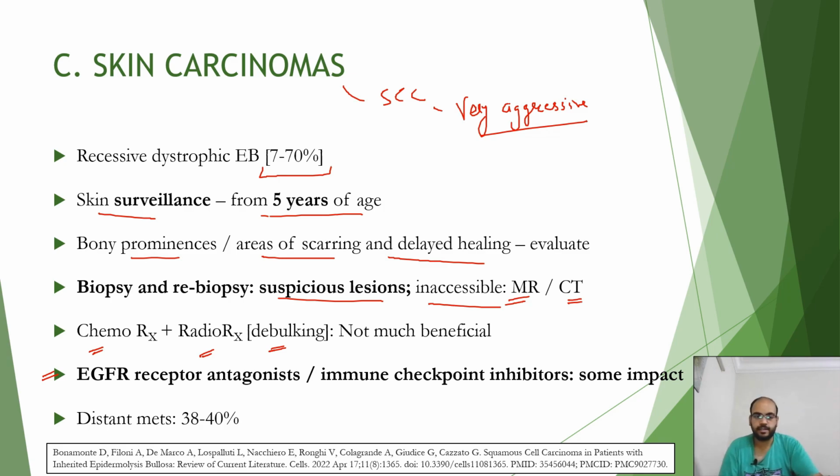These are newer modalities. As I've said, SCCs in the setting of epidermolysis bullosa are particularly aggressive. Distant mets have been reported in about 38 to 40% of patients. So make sure you do a PET scan to evaluate the spread of the disease in a suspected case of SCC in EB.